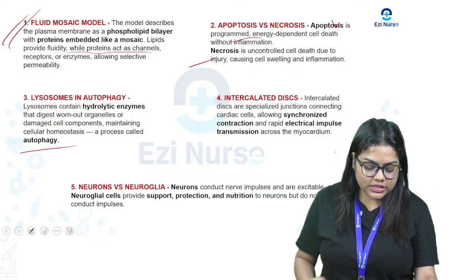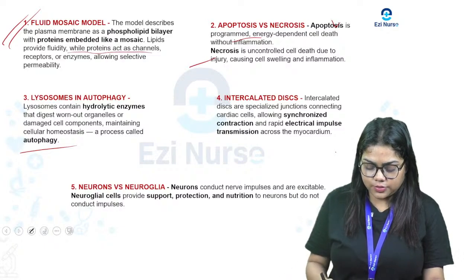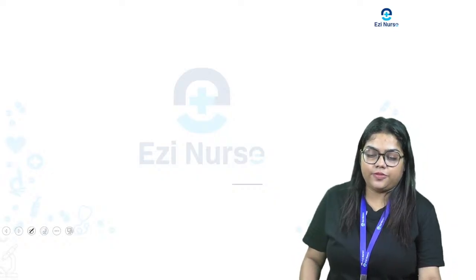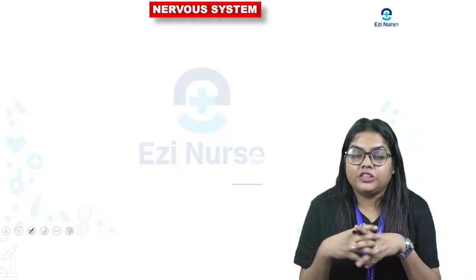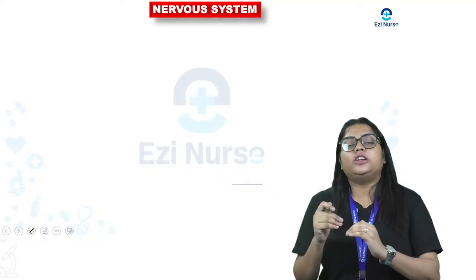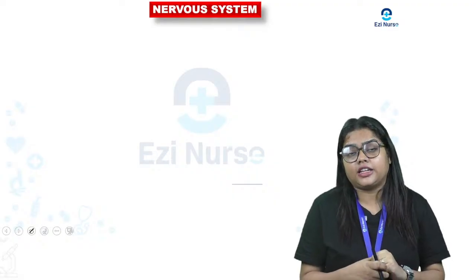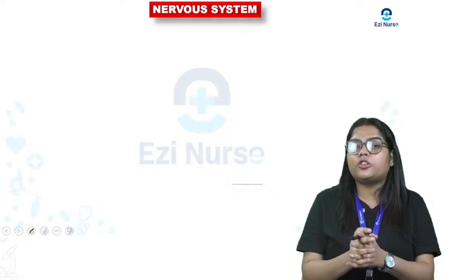But the neuroglia cells provide support, protection and nutrition to neurons but do not conduct impulses. Okay, so this is the main difference. Let's move on to the actual part, which are systems. One by one we will discuss each and every system, and the important topics that can come from them. First we will discuss the nervous system. So what do you know about the nervous system?